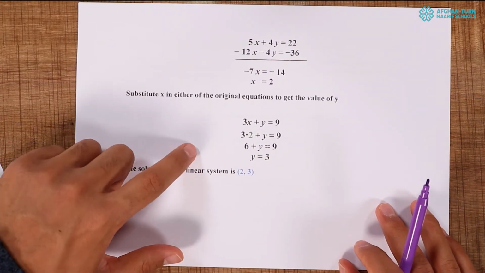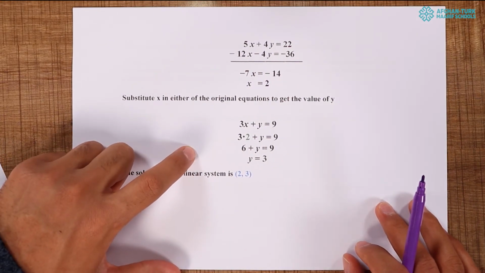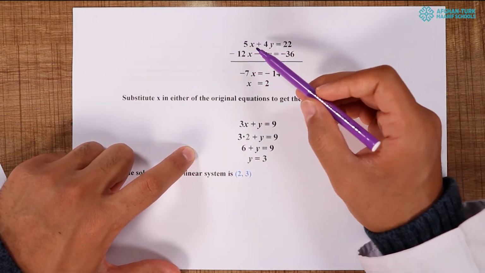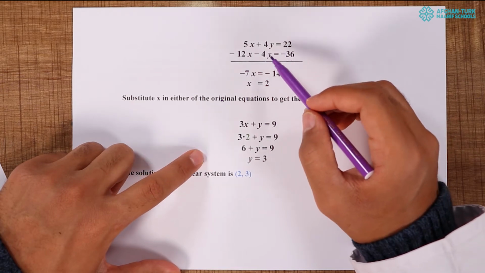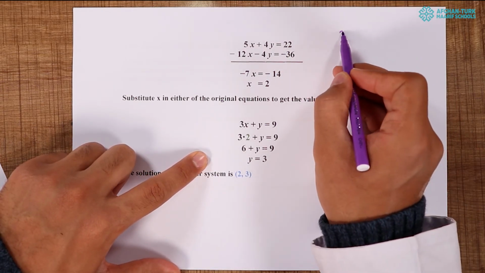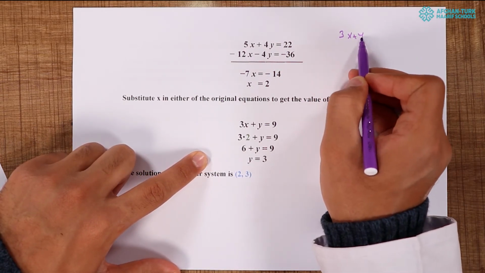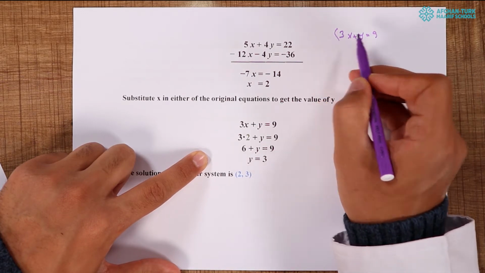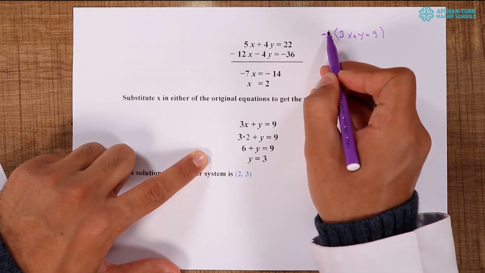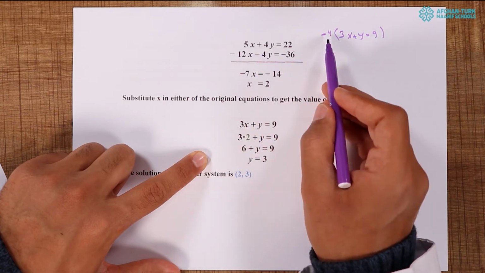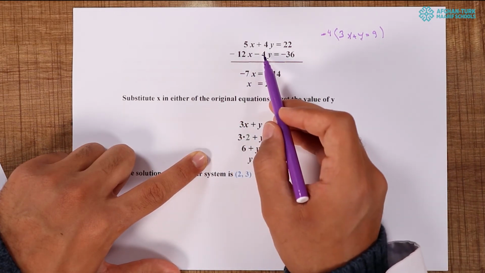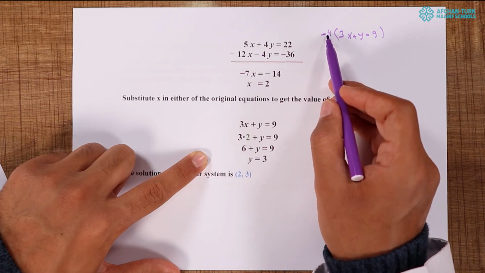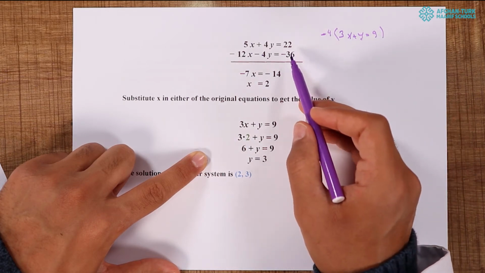As you see here, we multiplied, look, 5x plus 4y is equal to 22. This was the second equation, okay? And the first equation, that was 3x plus y is equal to 9, okay? We multiply this equation by minus 4. So we get minus 4 times 3x, minus 12x, minus 4 times y is equal to minus 4y. And also minus 4 times 9 is equal to minus 36.